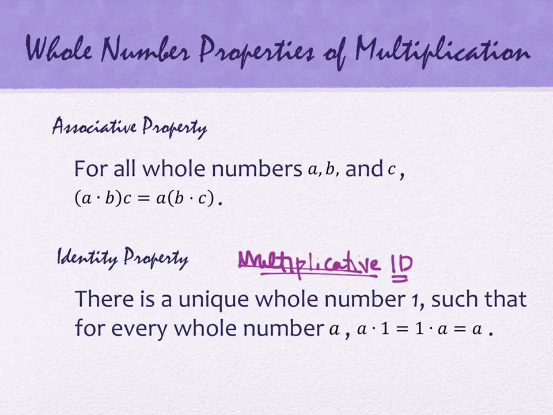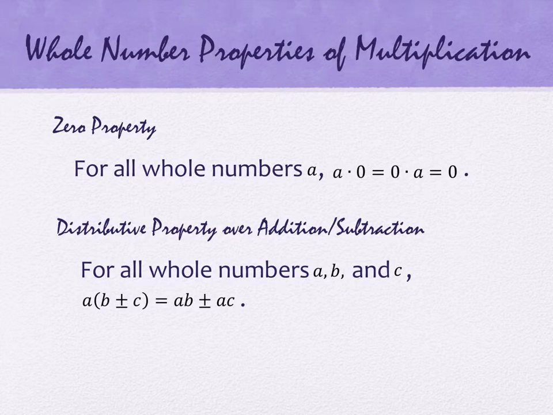We have a couple more. We have the 0 property. The 0 property says that A times 0 is equal to 0 times A, which is equal to 0. That is a unique value that does that. No other number does that for us. And then the distributive property combines multiplication with addition or subtraction. So if you have A times the quantity B plus C, or times the quantity B minus C, it's the same thing as AB plus or minus AC. And you often will see people draw arrows like this when they're distributing the A over the parentheses.